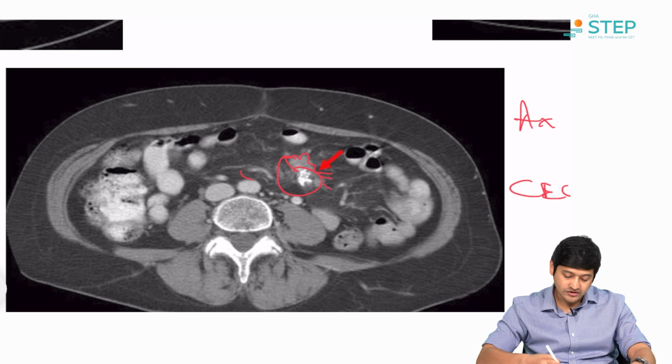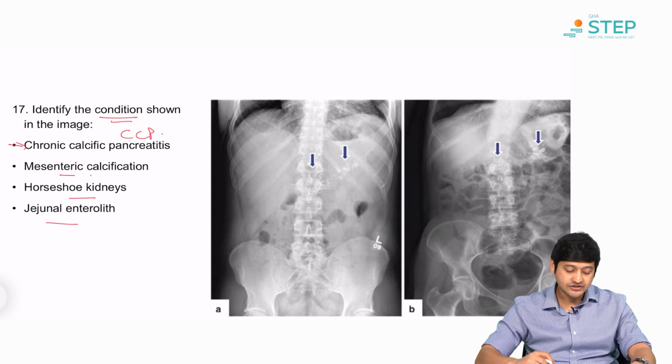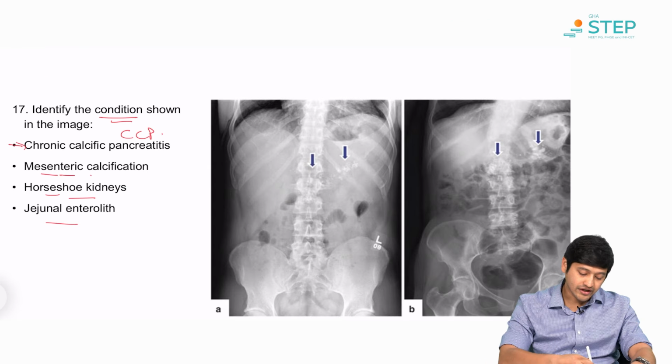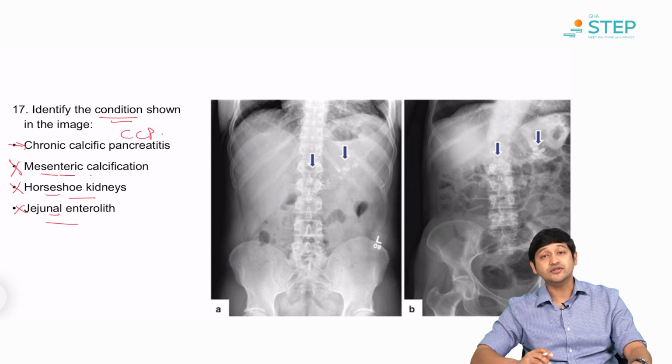There may be some soft tissue, some speculations sometimes. This becomes a mesenteric calcification. All right. So what you've been asked to identify is which of the following conditions. We've ruled out mesenteric calcification, a horseshoe kidney, and a jejunal enterolith.